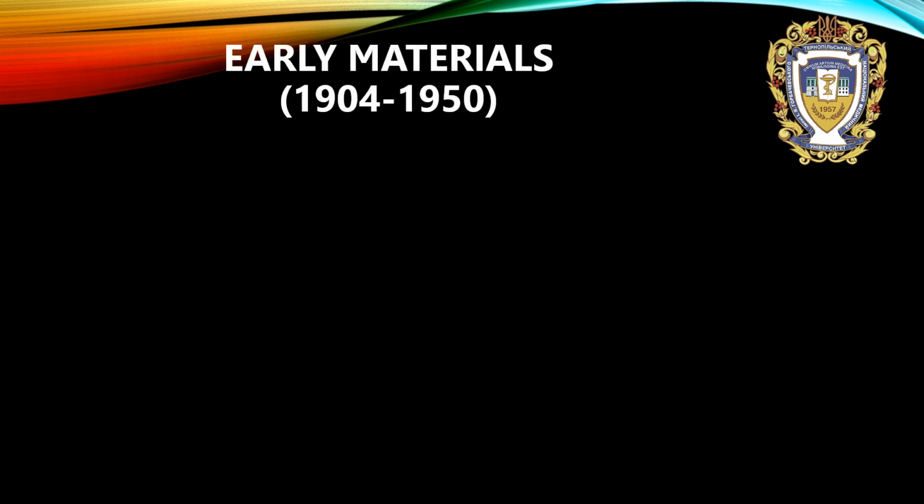What does it mean, early materials? Early materials for dental sealing are materials proposed and developed from 1904 till 1950. First of all, it is very famous and very widespread silver nitrate.